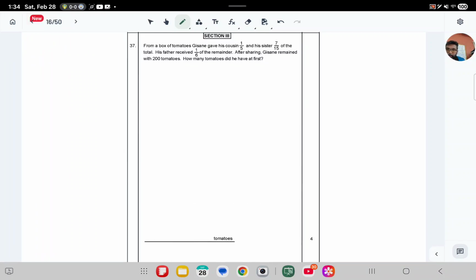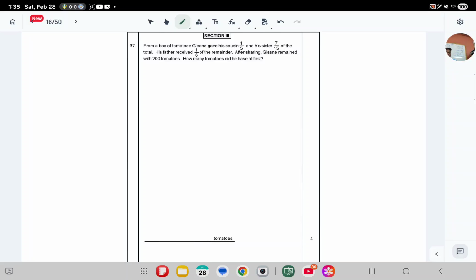Jumping right into it. From a box of tomatoes, Jacine gave his cousin 1/5 and his sister 7/15 of the total. His father received 1/6 of the remainder. After sharing, Jacine remained with 200 tomatoes. How many tomatoes did he have at first? So good.